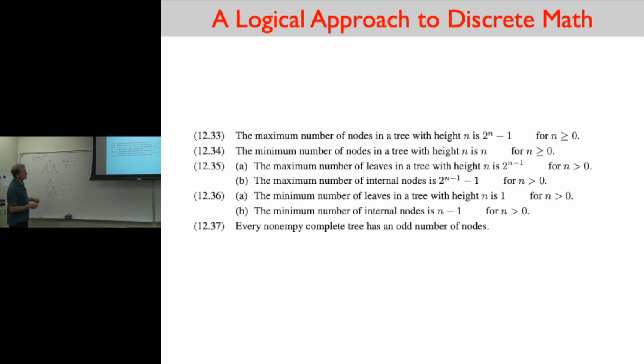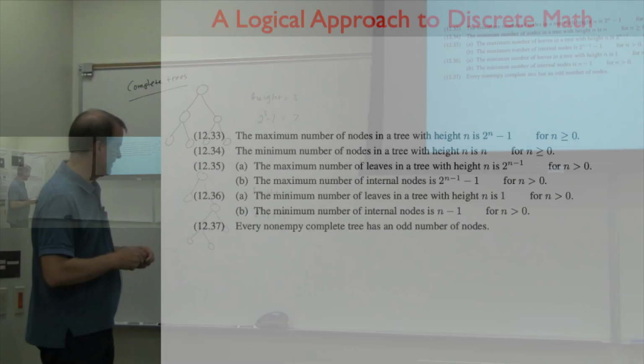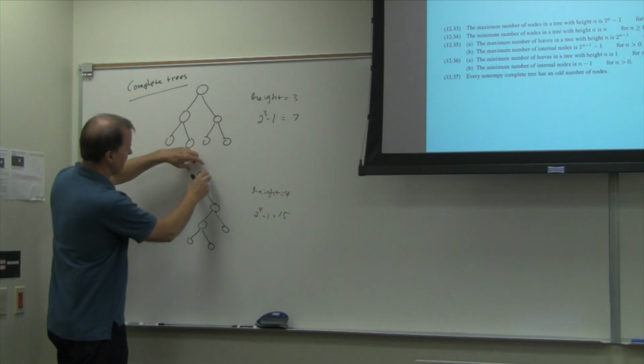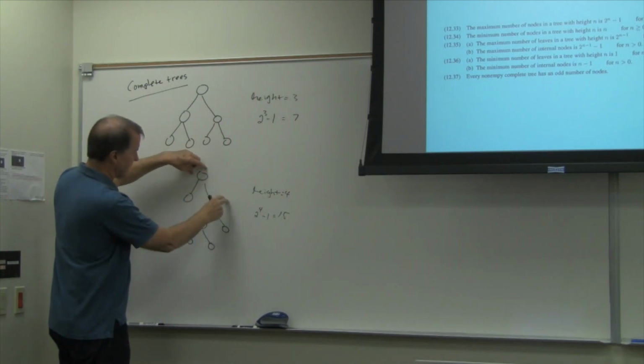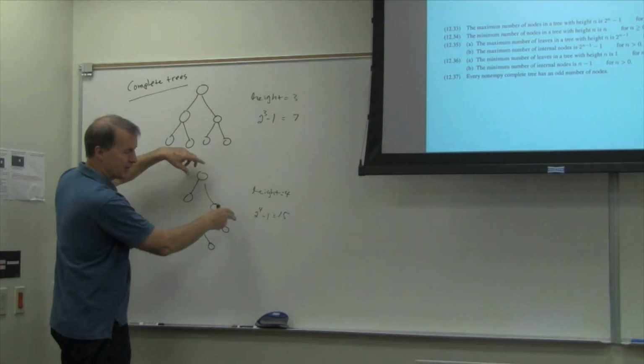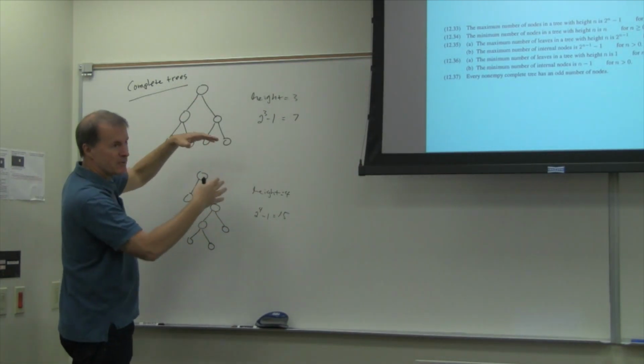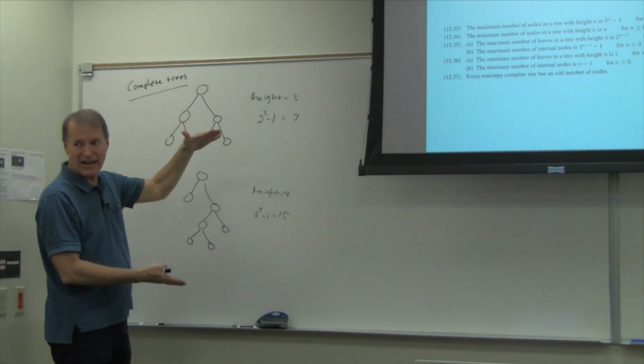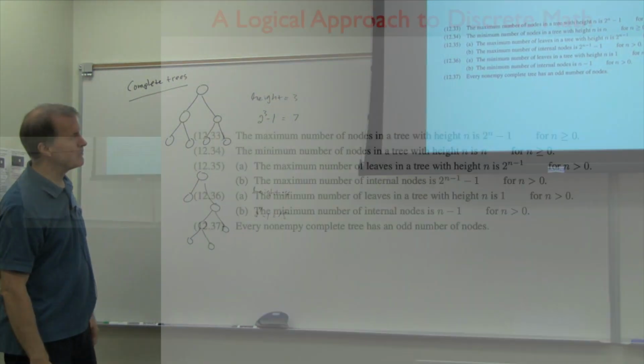Let's take a look at 12.34. The minimum number of nodes in a tree with height n is n. Sure, you can just keep going without. So for the minimum, you would just have maybe one left child, one. But it couldn't be complete. No, it wouldn't be complete, but that would be the smallest number that you could have with that height. So that's an interesting theorem.